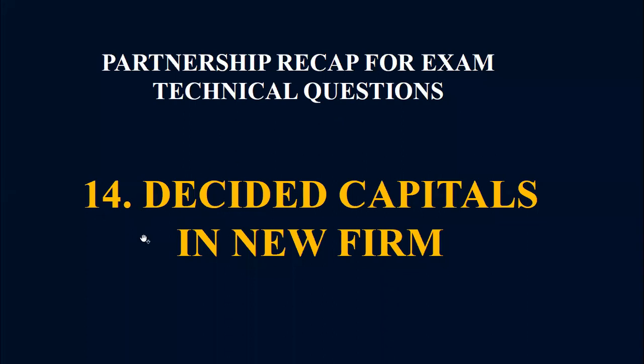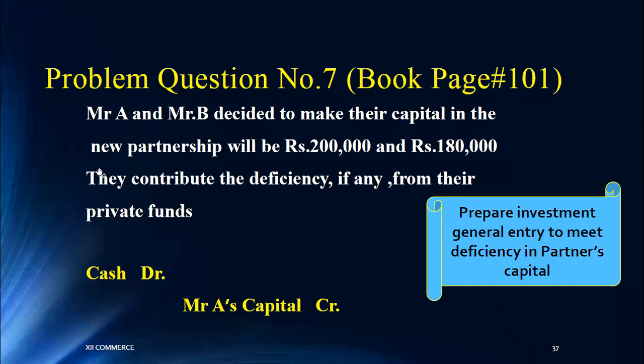Yes, this is the 14th part, the second last part of this partnership formation, which is decided capitals in the new firm. It means the decided capital in the partnership firm is given. So what you have to do here: you can see Mr. A and Mr. B decided to make their capitals in the new partnership 200,000 and 180,000. They have given you the detailed capital of partners A and B. They contribute the deficiency, if any, from their private resources.